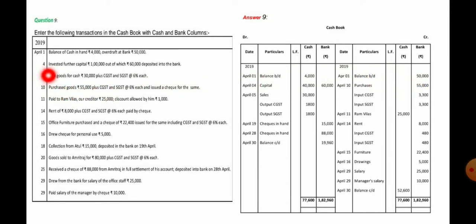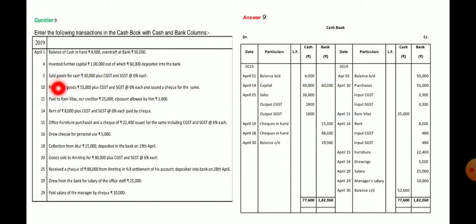On 4th April, invested further capital 1 lakh, out of which 60,000 deposited into bank. So the remaining is in cash in hand. So it will be recorded on 4th April. Capital, you can write two capital entries: 40,000 that is the remaining cash and 60,000 which is deposited into bank.